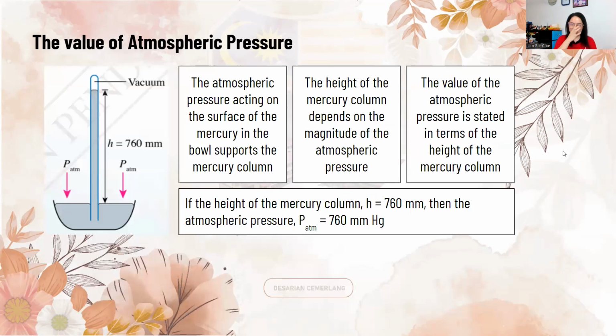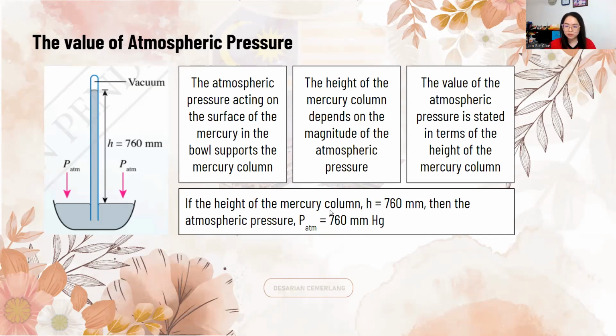All right, now when we look at this one, the atmospheric pressure acting on the surface of the mercury in the bowl supports the mercury column. So it means that this atmospheric pressure supports it. The height of the mercury column depends on the magnitude of the atmospheric pressure. The value of the atmospheric pressure is stated in terms of the height of the mercury column. That's why for the atmospheric pressure, we use millimeter mercury or centimeter mercury. Why? Because we measured it by using mercury.